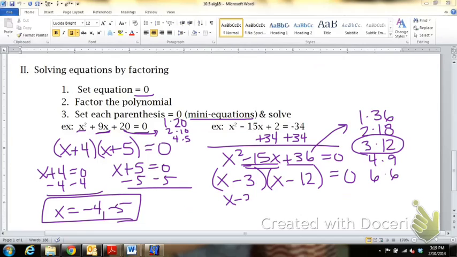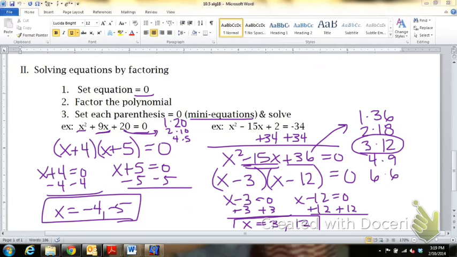Do your mini equations and solve each one. And you get x equals 3 and 12 as your two answers. Okay, and there you go.